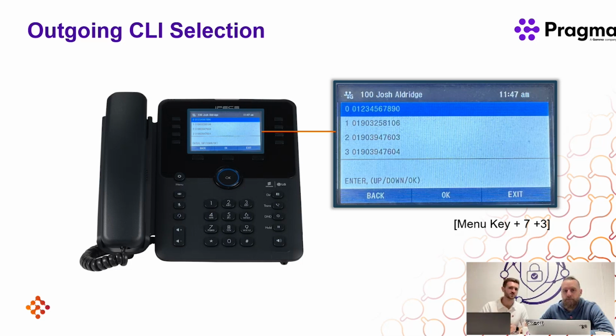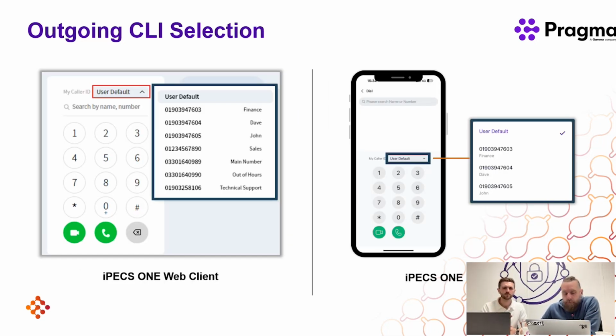Okay, but that's outgoing CLI from a handset. I think you're going to cover from iPECS 1 as well. Yeah, so you'll see a common thread running through along these updates.